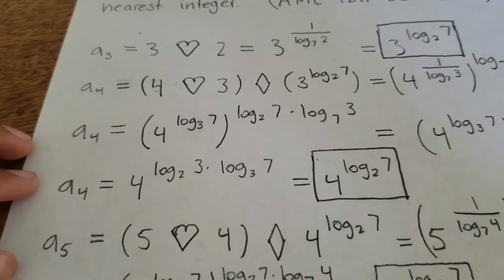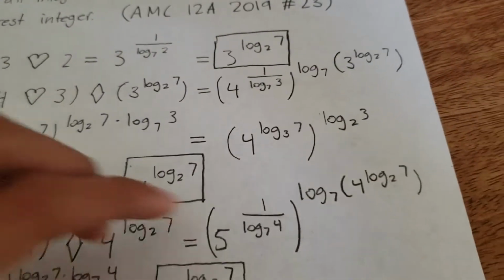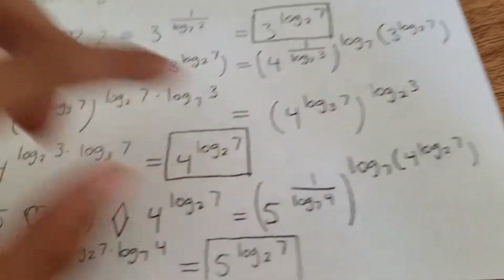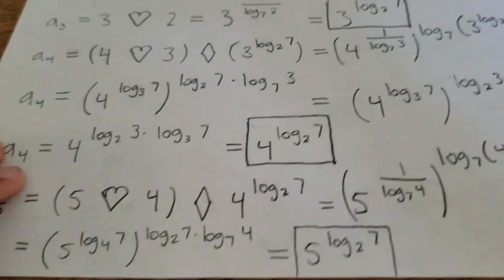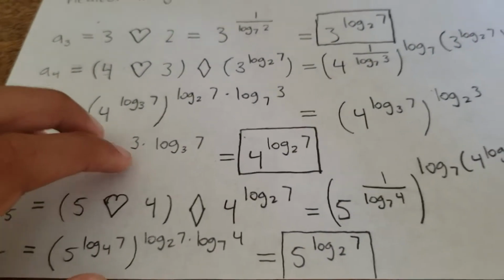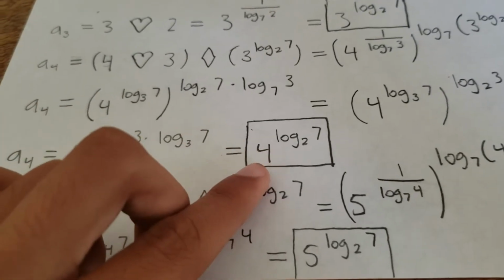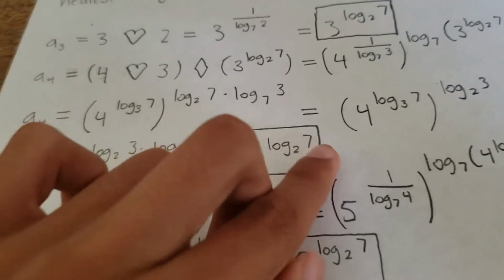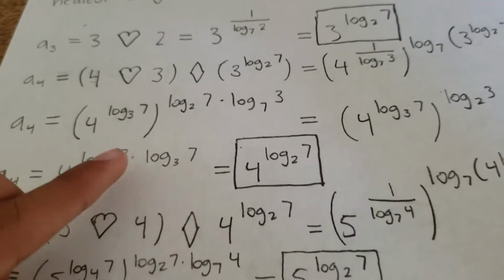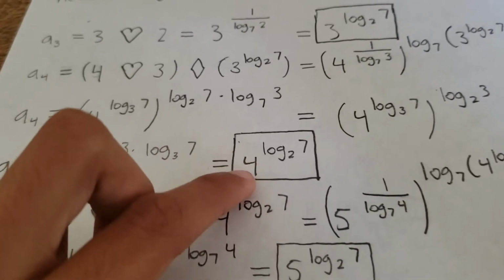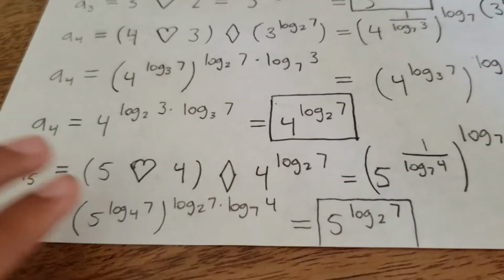Alright, almost there now. Now we just need to use exponent rules to multiply these two powers. So a sub 4 is just 4 to the log base 2 of 3 times log base 3 of 7. Once more, applying the chain rule of logarithms, it's just 4 to the log base 2 of 7, because these two 3s cancel, and we're just left with 4 to the log base 2 of 7.